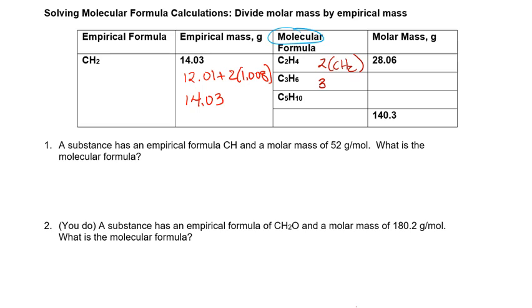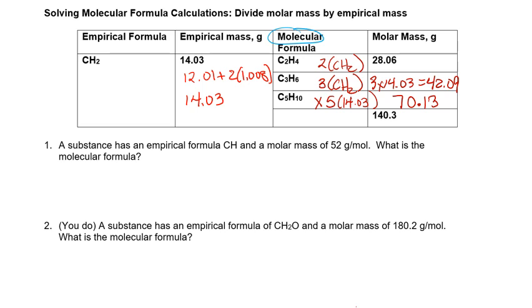That means we have 3 of the CH2 units. So what we could do is take 3 times 14.03, and that's going to be equal to 42.09. Our next one is C5H10. So that means that we're going to multiply by 5. So we're going to say 5 times 14.03. And now we have a value of 70.13.